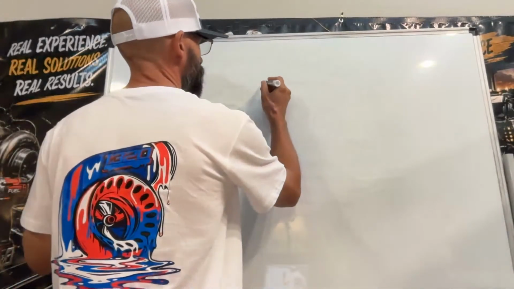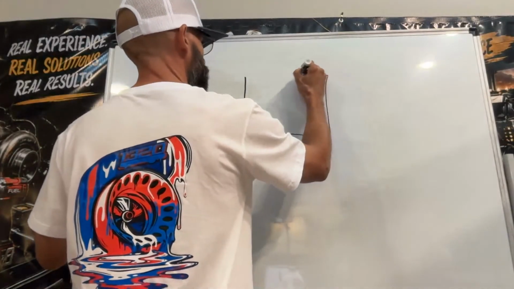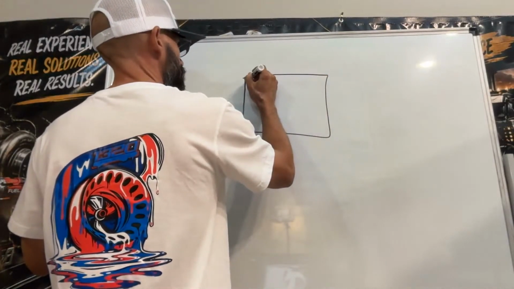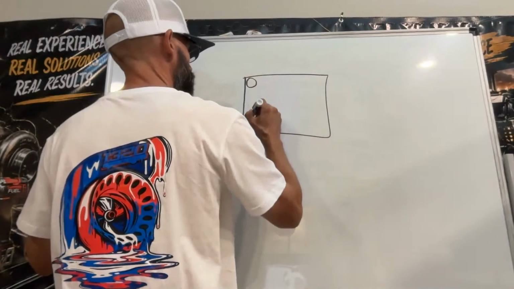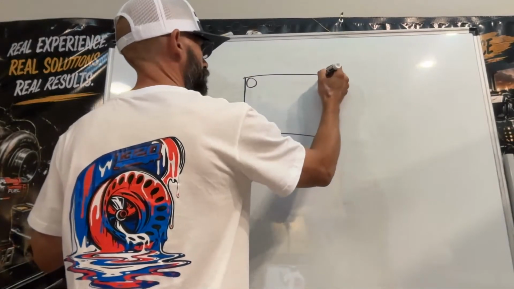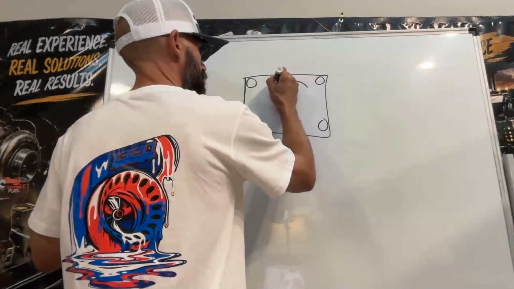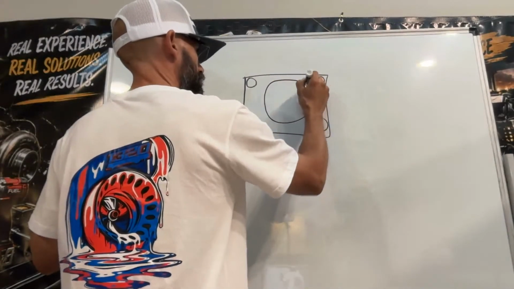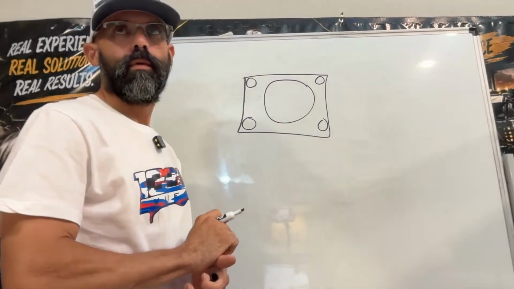Let's say we're looking at the back of the pump. There's a socket Allen head screw here, another here, and then right here is where your charge gear pump goes.